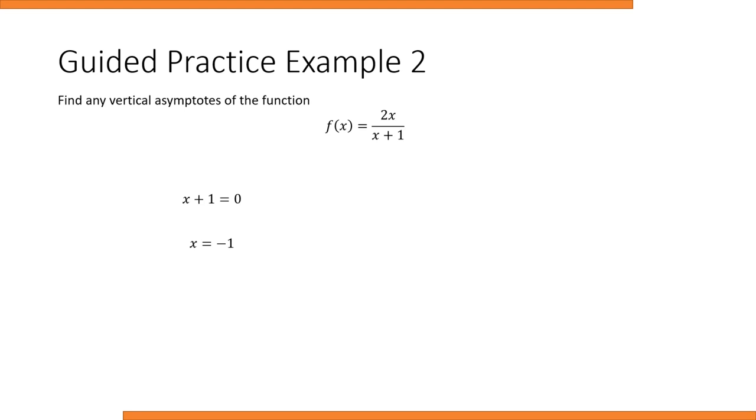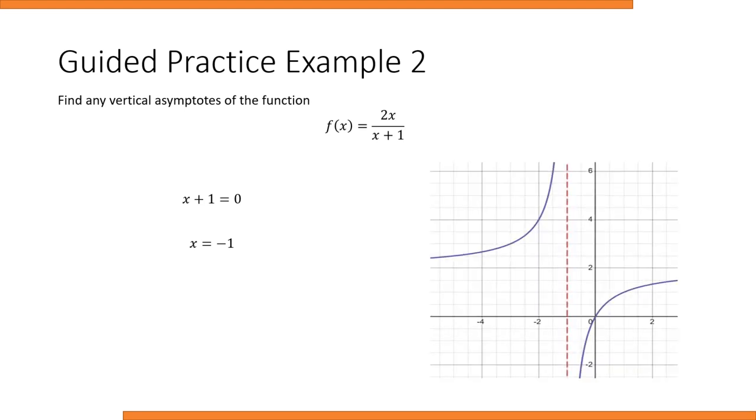And sure enough, if I graph this function, and here I added a dotted line to the graph, you can see at x equals negative 1, the graph is approaching either infinity or negative infinity, depending on which side we're coming from, at negative 1.